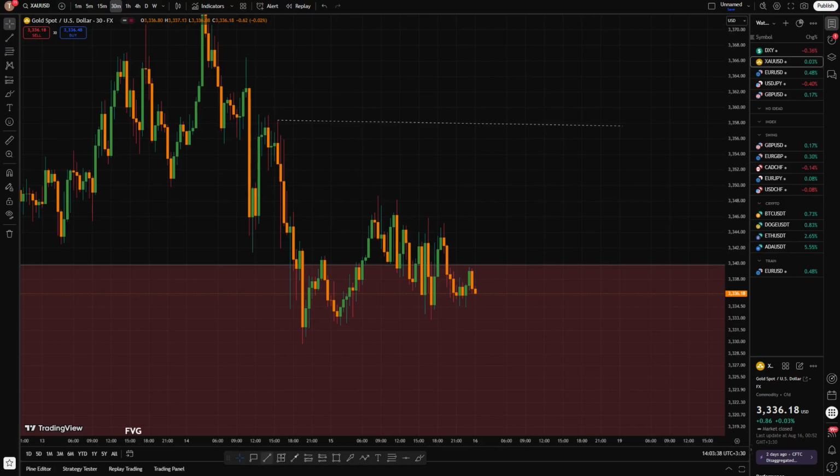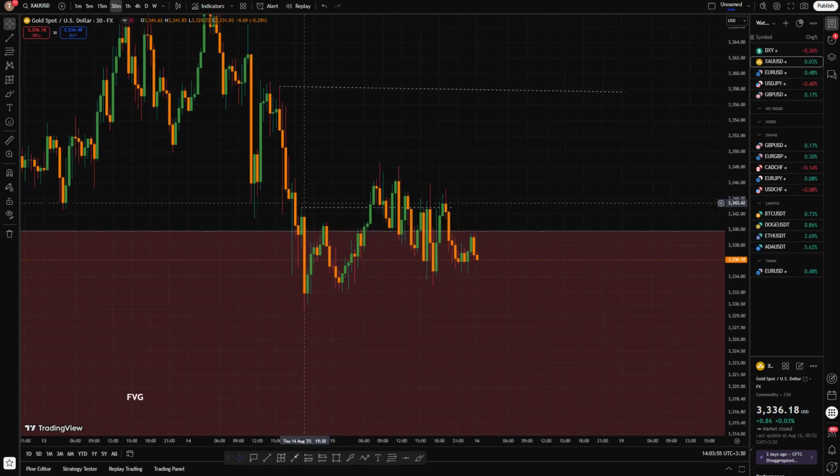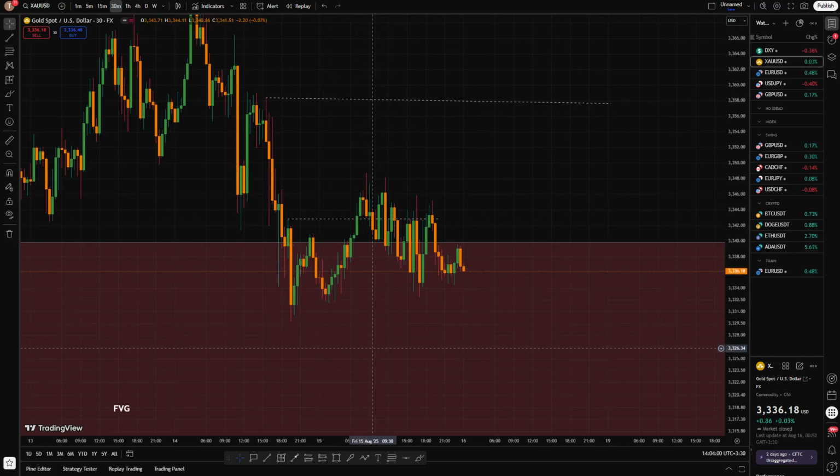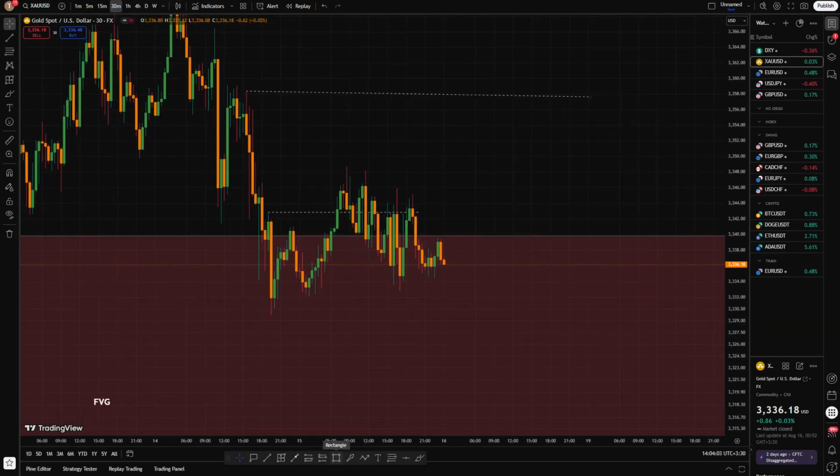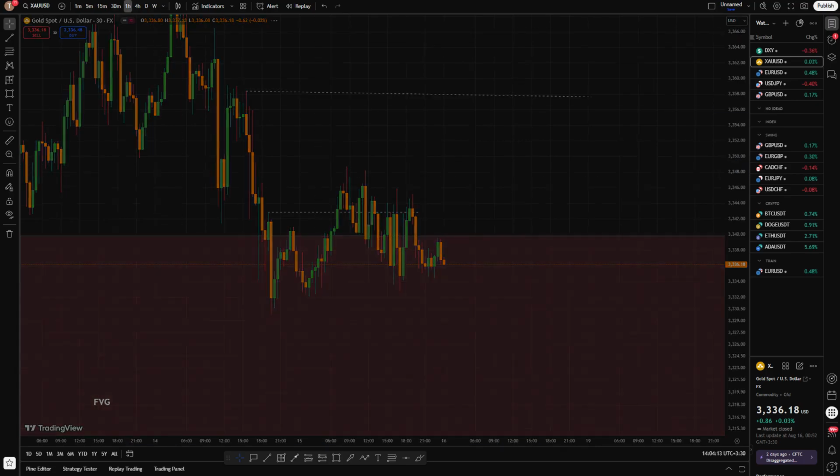As you can see, this is the last, let me fix it. This is the last high of our downtrend, so we have a CHoCH, so we can open buy position where a good order block or FVG. So we don't have any good FVGs or order blocks here, so we won't enter trade.